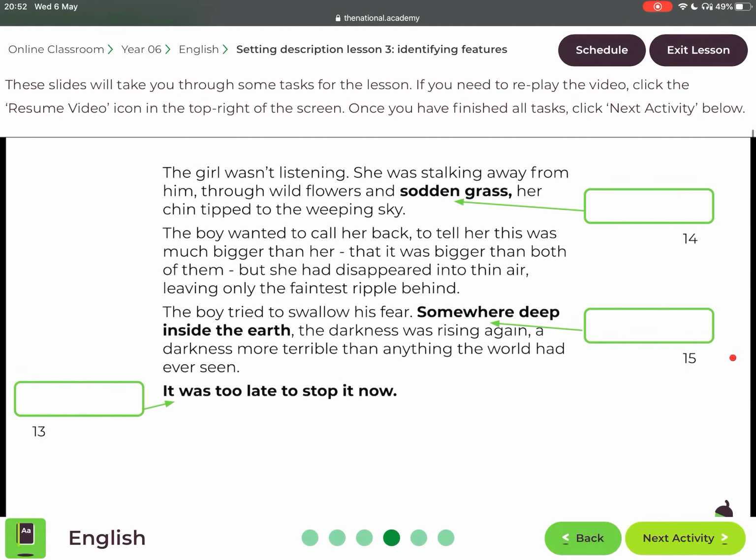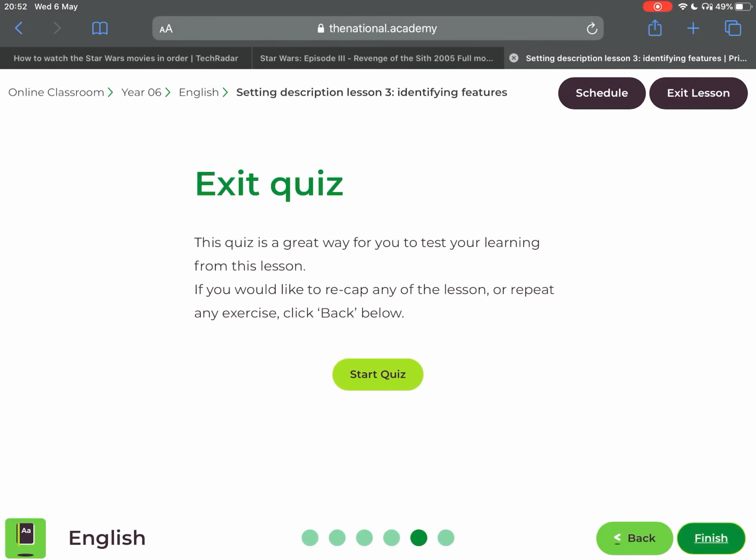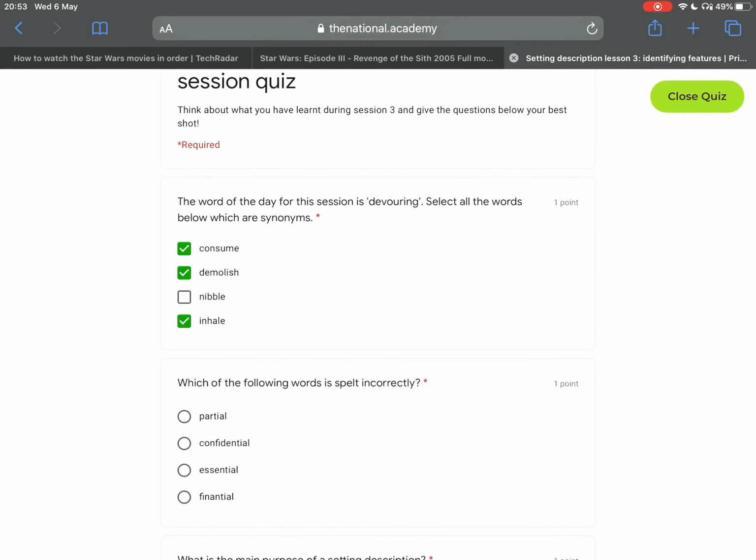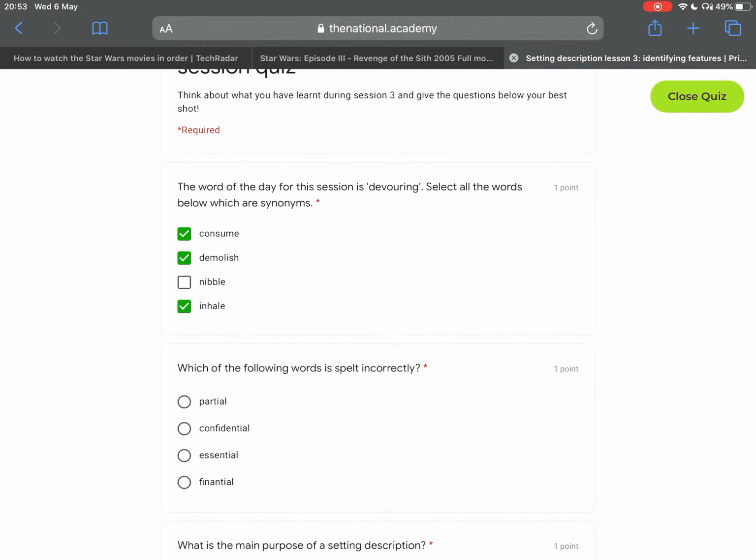After that, you would go and mark it. And then, after you would have marked it, you have your end of lesson quiz here. So, the word of the day for this session is devouring. Select all the words below which are synonyms. That will be consume, demolish, and inhale. Which of the following words are spelled incorrectly? That will be financial.